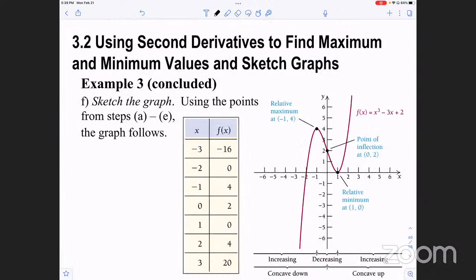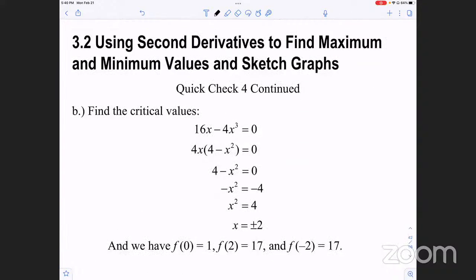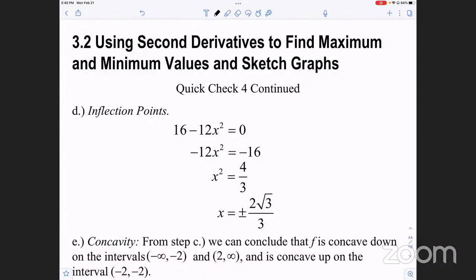And then you see it all here put together. You see the relative max, the relative min, the point of inflection, where it's concave down, concave up, increasing, decreasing. All right. Okay. We're almost there. Trying to get you there. The quick check 4, I leave as an exercise for you.